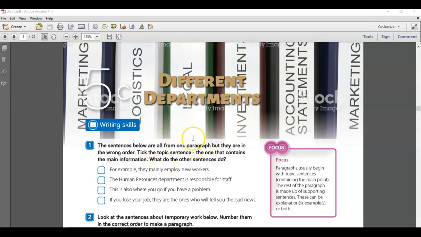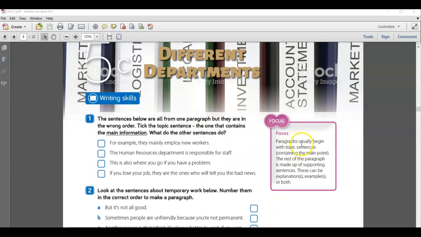Each paragraph must have 3 parts: topic sentence, support, and details. And always, paragraphs usually begin with topic sentences containing the main point. The rest of the paragraph is made of supporting sentences. These can be explanations or examples, or both, plus a concluding sentence.